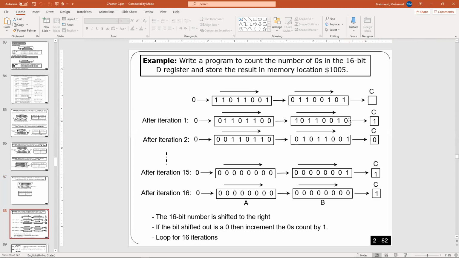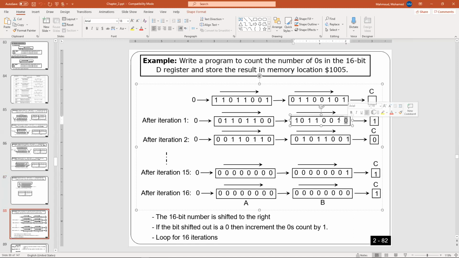And then in the next iteration, I'm going to get this one. Next iteration, I'm going to get this one. So as you see here, guys, in every iteration, I'm going to get one bit, right? That's why I need 16, because we have 16. Look at the last one here in shift number 16. Now all of them are zeros. And now the last one here is going to go to the carry. And all of them are zeros.